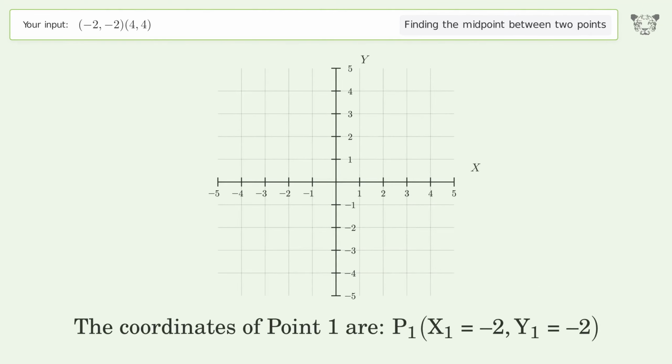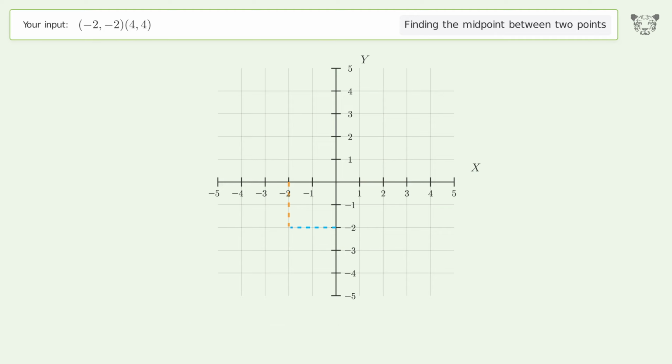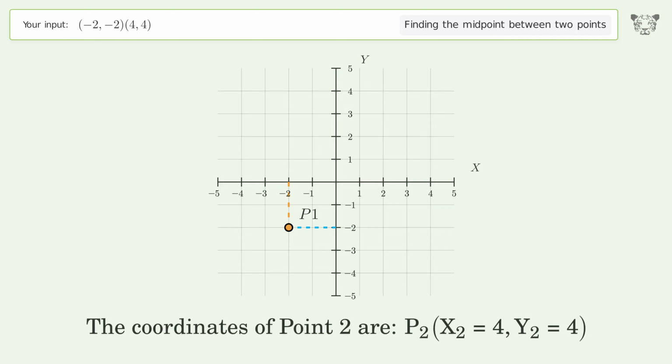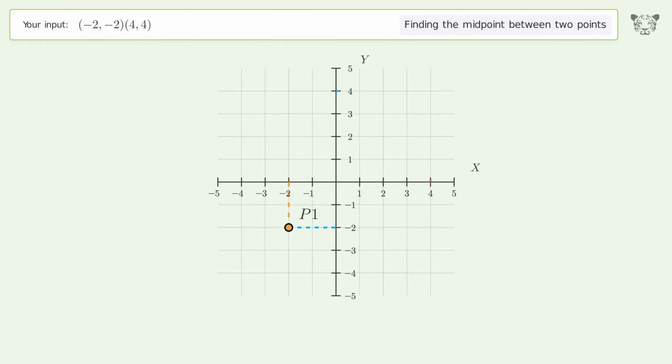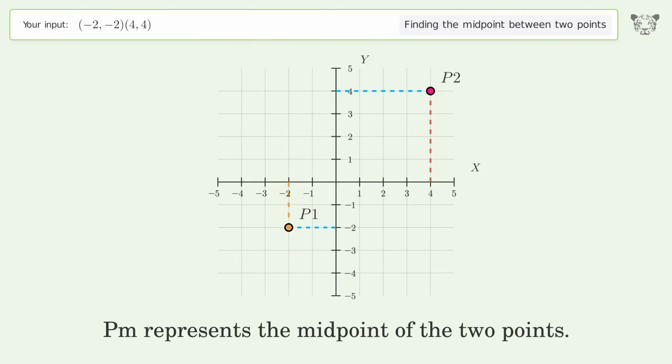The coordinates of point 1 are x1 equals -2, y1 equals -2. The coordinates of point 2 are x2 equals 4, y2 equals 4. PM represents the midpoint of the 2 points.